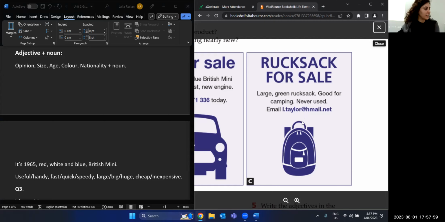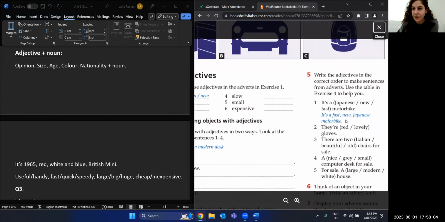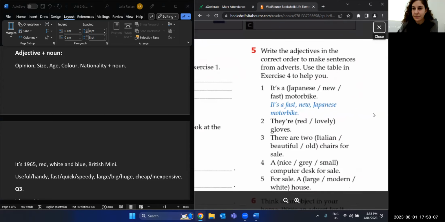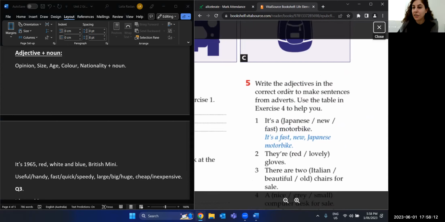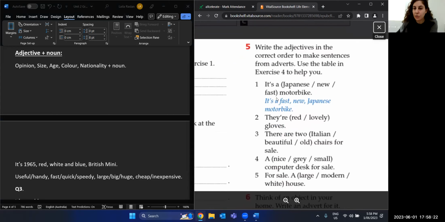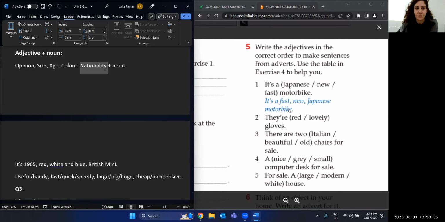So let's practice with number 5. Write the adjectives in the correct order to make sentences from the adverts. Use the table in exercise 4. So it's a Japanese new fast motorbike. So I remember the order. It's a fast, that's an opinion, new, the age, and the nationality, Japanese motorbike.